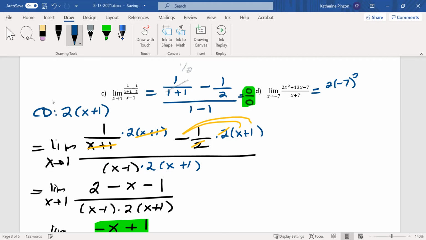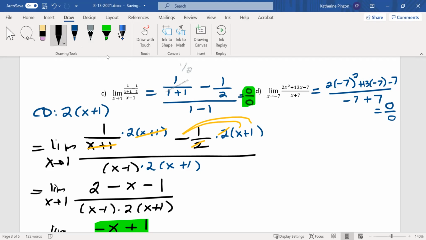2 times -7 squared plus 13 times -7 minus 7, over -7 plus 7. Okay, I can do the denominator. I get 0. Somebody else will have to do the numerator. Let's see. -7 squared is 49. 2 times 49 is 98. -7 times 13 is -91. 98 minus 91 is 7. Minus 7, 0. I did it. I got 0. Oh, man. I didn't want to get 0. I wanted to get something else. Okay, well, bad news. I got 0. Now what?